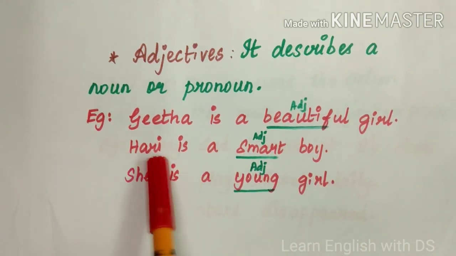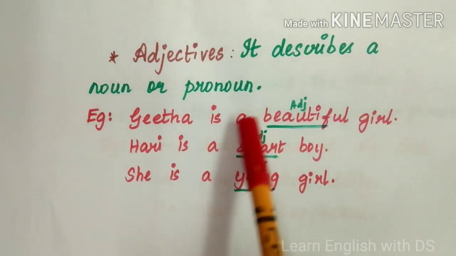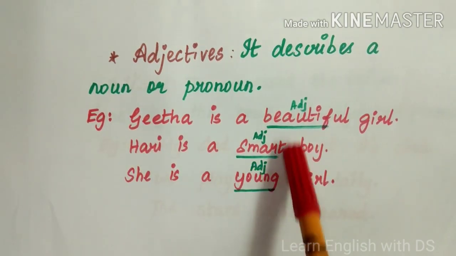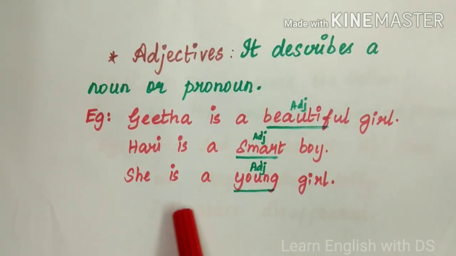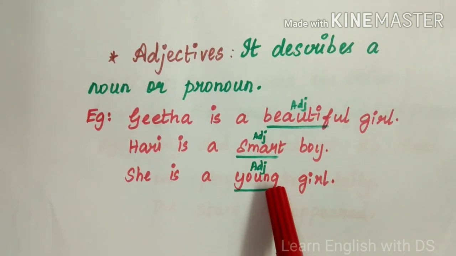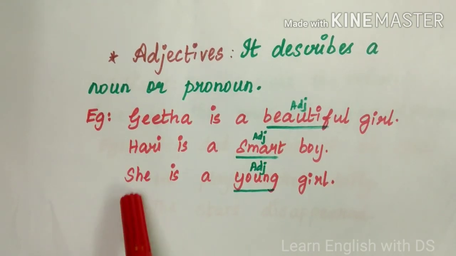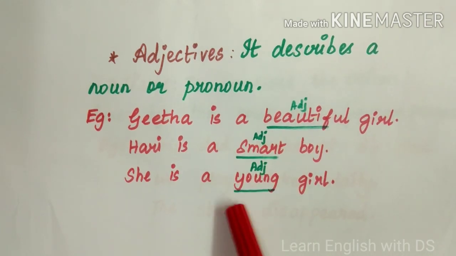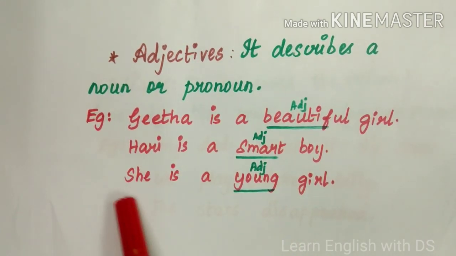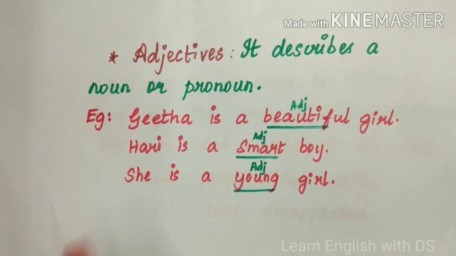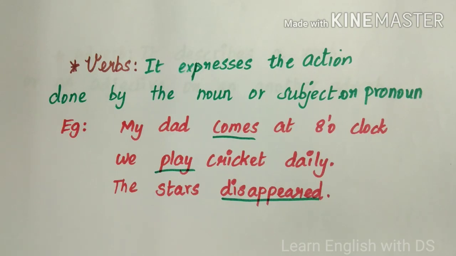In this sentence, Hari is the name of a person and so it is called a noun. Here, smart is an adjective used to describe the naming word Hari. So, smart is an adjective. She is a young girl. In this sentence, she is a pronoun and young is an adjective used to describe the pronoun she. So, young is an adjective. Adjectives are the words which are used to describe the noun or pronoun, or they give extra information about the noun or pronoun.